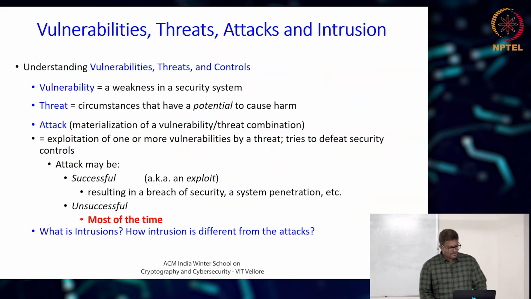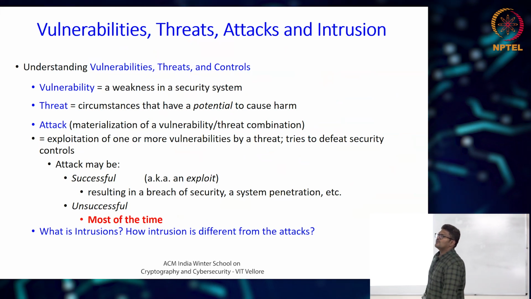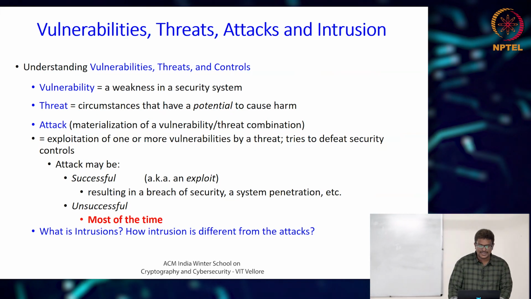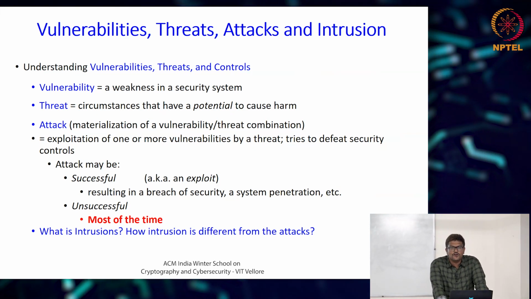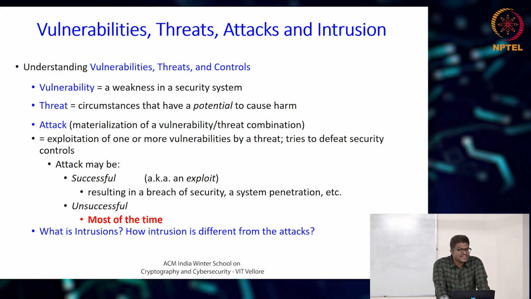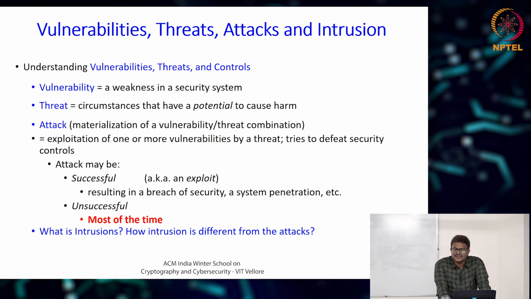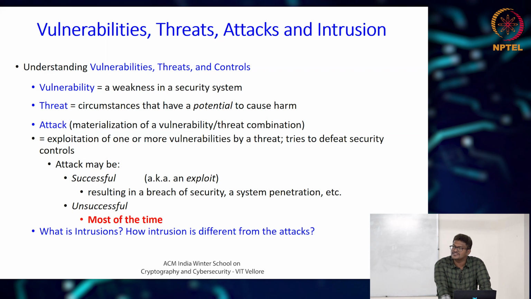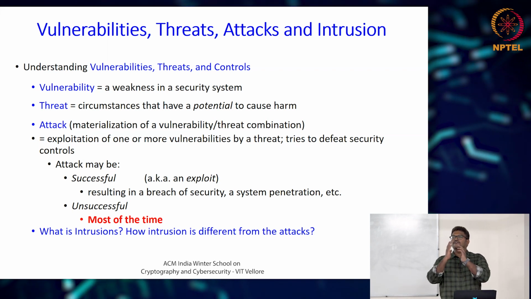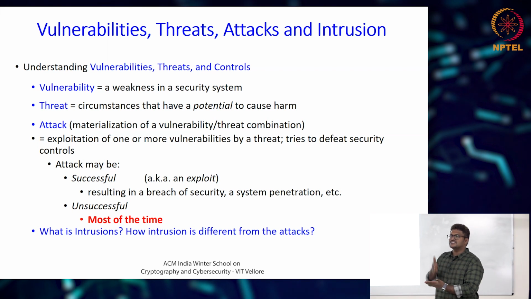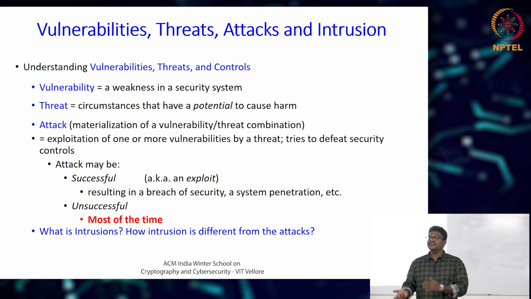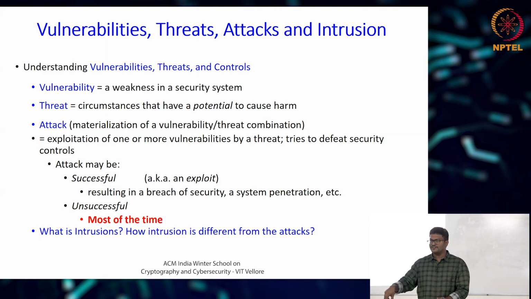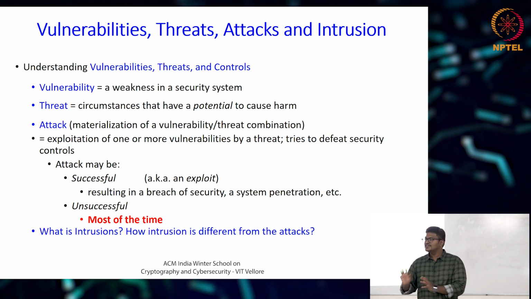So what is basically an attack? I have informed you about what a vulnerability is. Vulnerability means a weakness in a system. So what is a threat? A threat is a situation which can cause potential harm to a particular system. A system can be hardware or software, either on the host part or the network part. A threat is a situation or environment which can cause potential harm to the system.